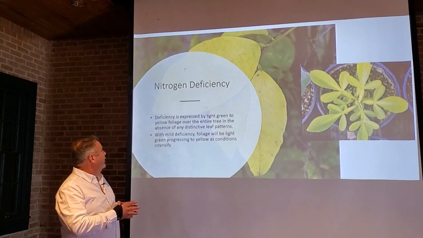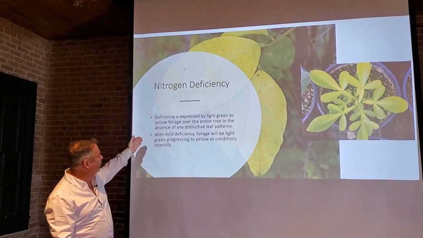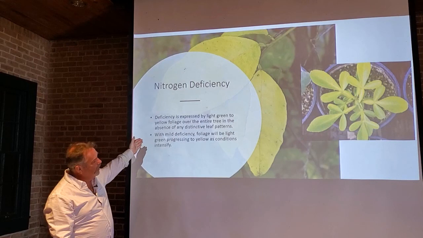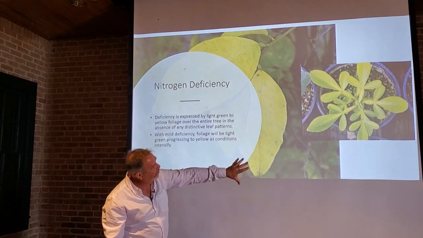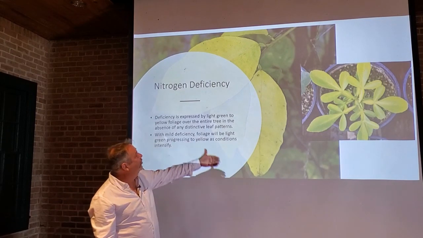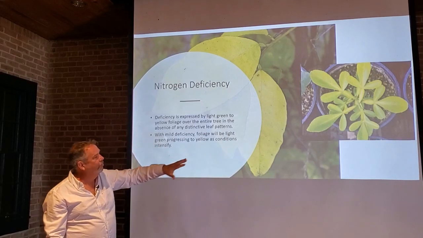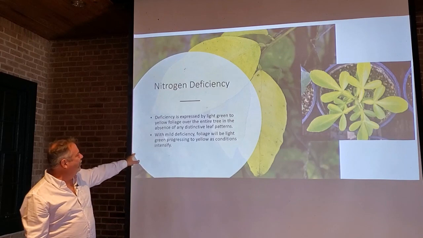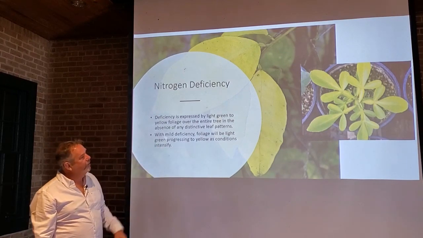Nitrogen deficiency. Deficiency is expressed by light green to yellow foliage over the entire tree in the absence of any distinctive leaf patterns. So no veins are showing. It's just pretty much light green throughout the entire plant. There's none of this midrib with the darkness and things like that. It's just a very even distribution of that light green color. With mild deficiency, foliage will be light green, progressing to yellow as conditions intensify.